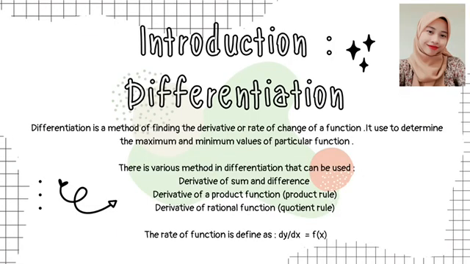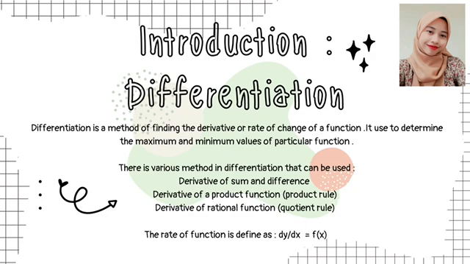What is differentiation? Differentiation is a method of finding the derivative or rate of change of a function. Differentiation is also used to determine the maximum and minimum values of particular functions. Here are techniques to solve differentiation problems.